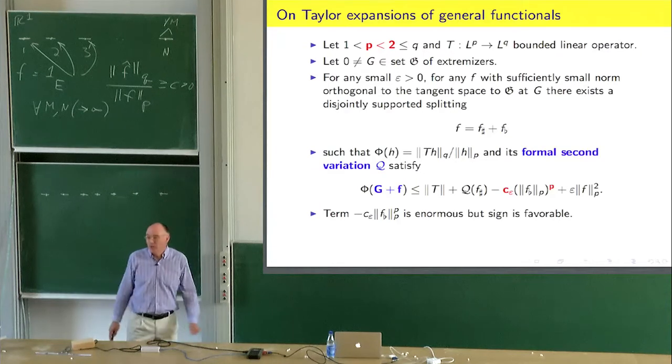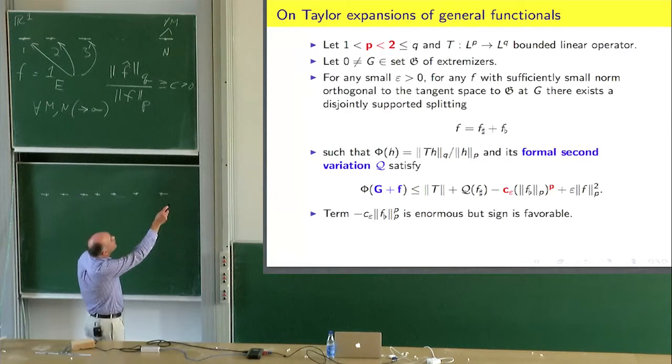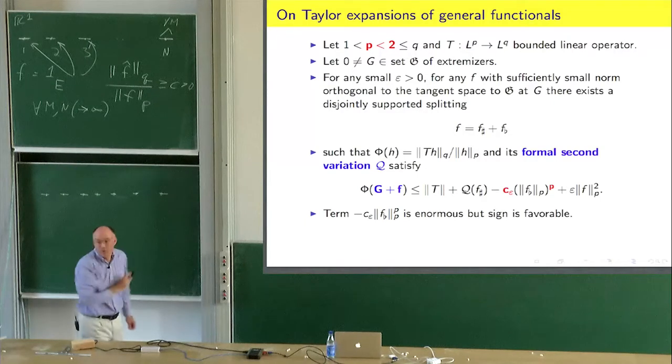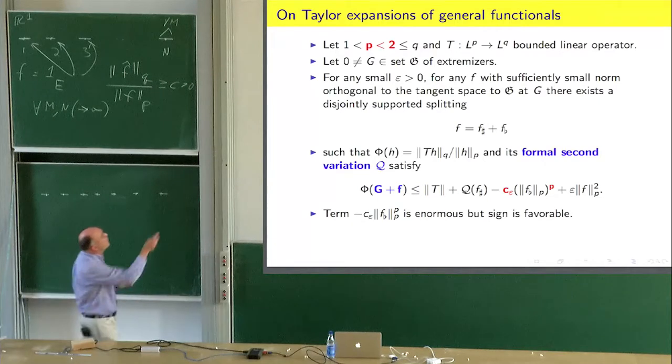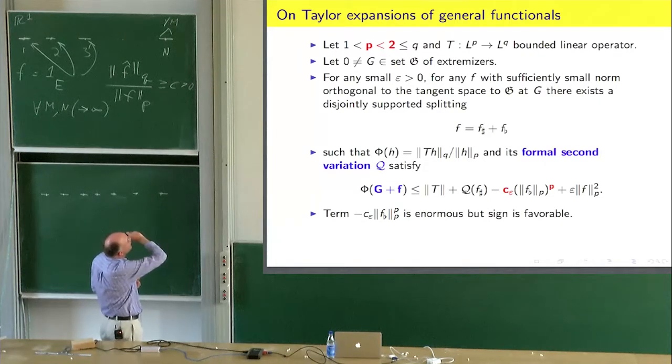Okay, so here's a general lemma about this sort of thing. One has a bounded linear operator from L^p to L^q, any bounded linear operator. We have the assumption, though, that p is less than 2 and q is greater than 2. So that's special. Okay, suppose you have an extremizer, capital G.